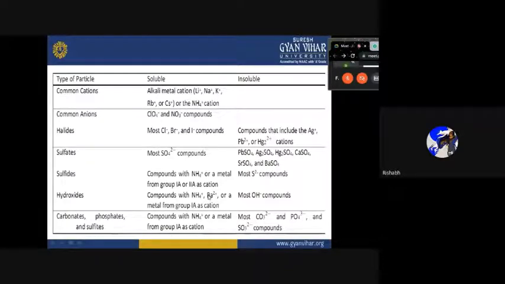But most of the carbonate compounds, other than the ones mentioned in the soluble column, most of the carbonate compounds, CO3 2 negative, phosphates, and SO3 2 negative, that is the sulfite compounds, they will solidify and precipitate to the bottom. So this gives you a general idea, or oversimplification, of which compounds will solidify and precipitate and which will remain in the dissolved form.